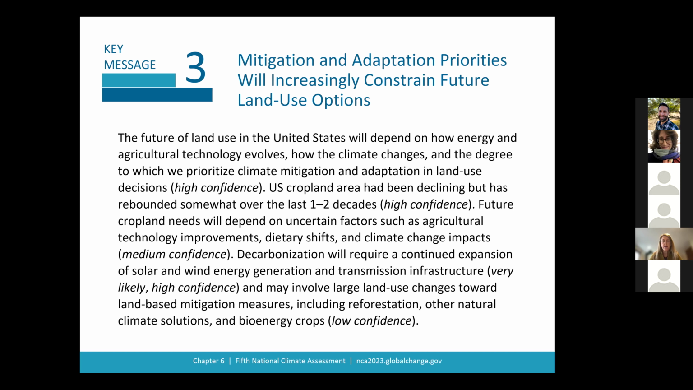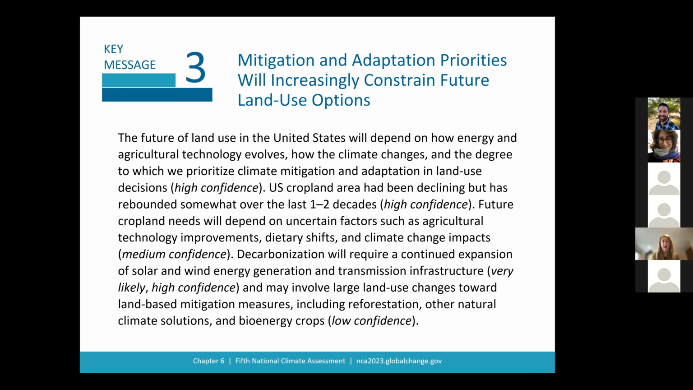Future cropland needs will depend on uncertain factors such as agricultural technology improvements, dietary shifts, and climate change impacts. Decarbonisation will require continued expansion of solar and wind energy generation and transmission infrastructure, and may also involve some very large land use changes toward land-based mitigation measures, including reforestation and other natural climate solutions, as well as bioenergy crops.